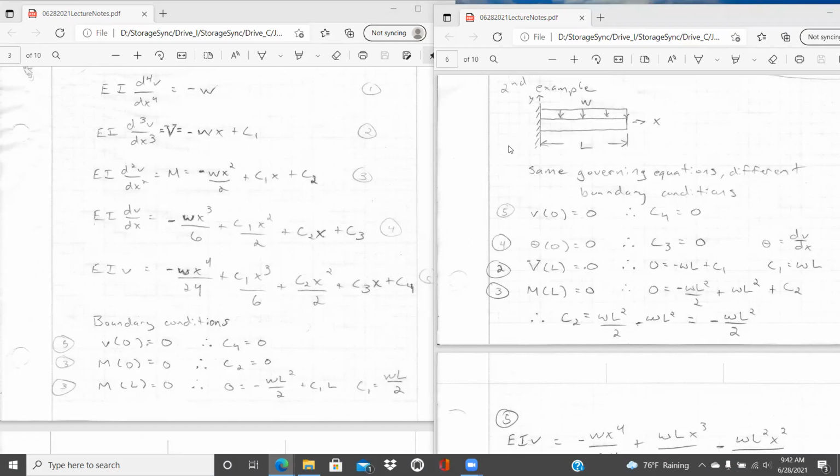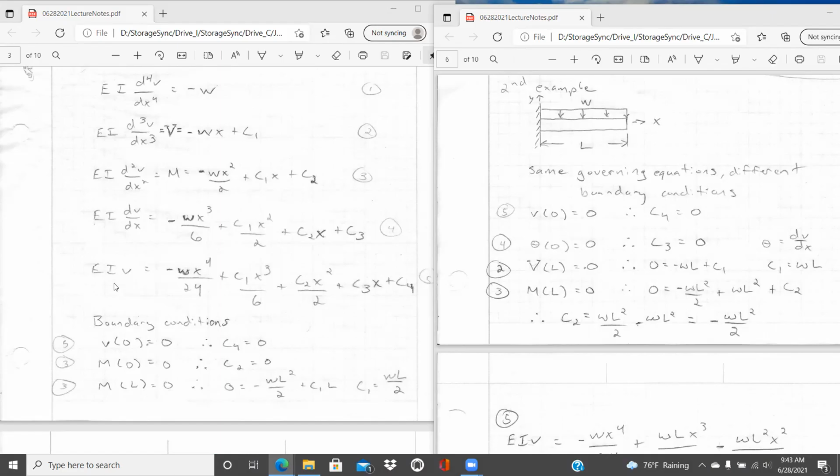And so when we look at these boundary conditions in relation to our 5 governing equations, we know that both the displacement and the slope are 0 at x equal to 0. And then at the free end of the beam, there's not going to be any internal shear moment remaining at x equal to L.